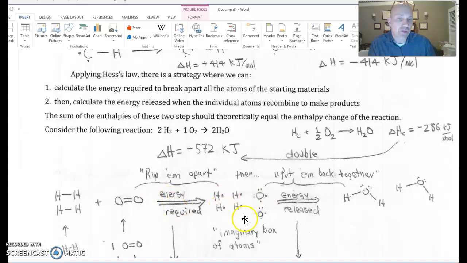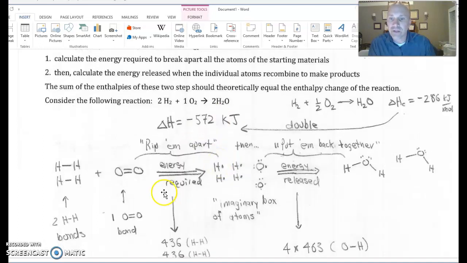Then we're going to take all those individual atoms and allow them to reform bonds to create the product molecules. And when those bonds form, a certain amount of energy is going to be released. So the overall enthalpy change of this reaction is just going to be a combination of those two processes. You could think of the overall process as the same as if you broke all of the bonds to give individual atoms, and then recombined them to make the product molecules.